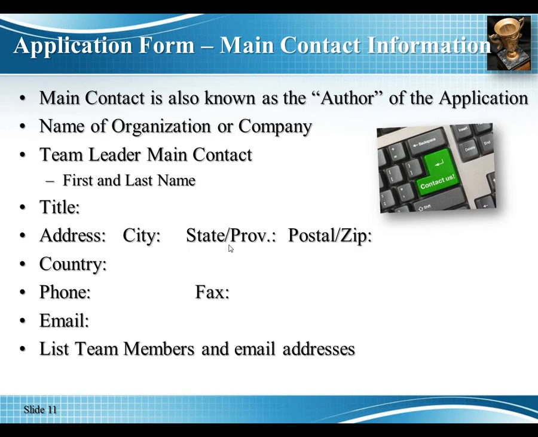The information you're going to have ready is the following. The main contact information, also known as the author of the application. Second, you need to make sure we know the name of the organization or company. Who's the team leader, if there's a team leader of the project? Sometimes it might be the same person, sometimes it might be 2 different people. What's their first and last name, their title, their address, city, state, postal zip, the country you're submitting your application from, your phone, your fax, your email, and any team members that will be participating in the Ergo Cup application process.